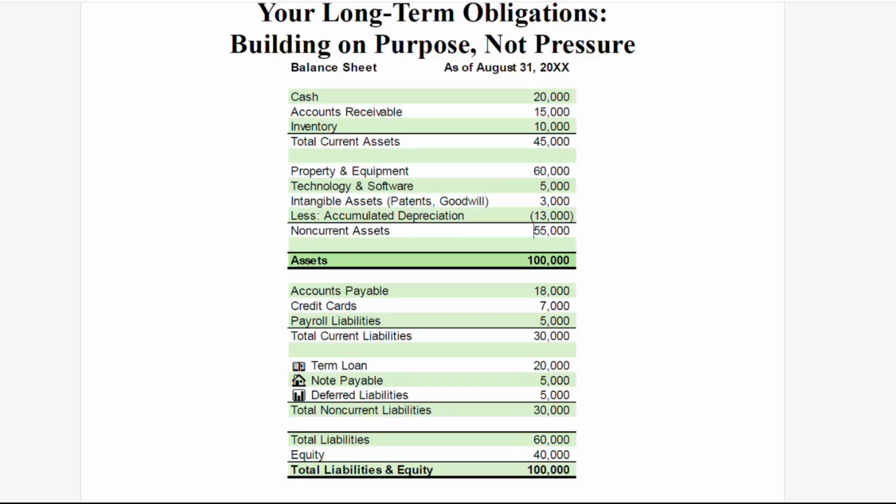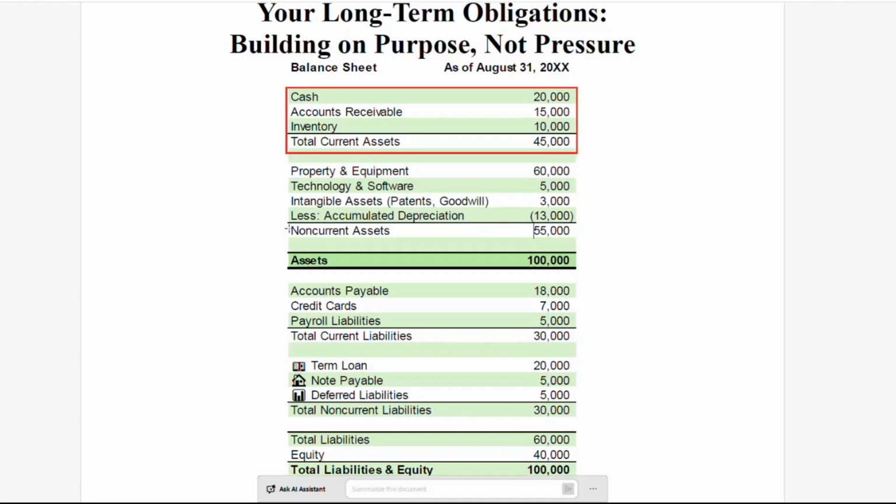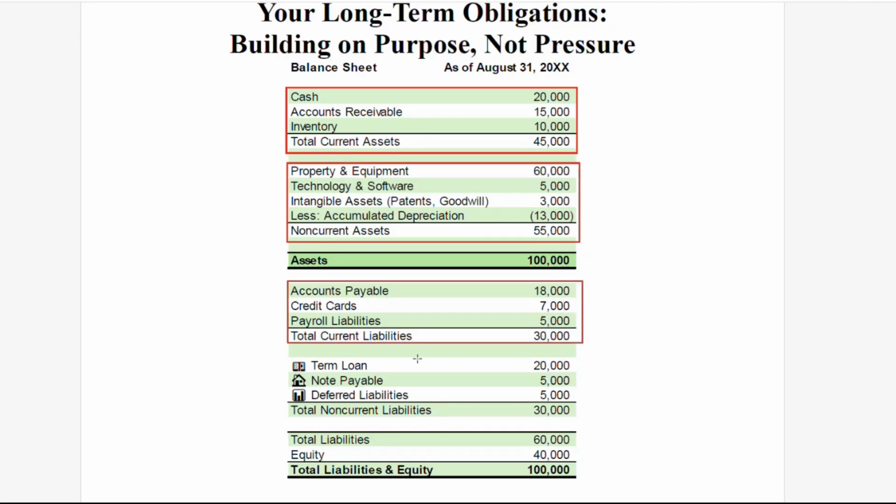So anyway, quick recap about what we've covered already. We have talked about current assets, non-current assets, and current liabilities. And today we will be talking about the non-current liabilities.